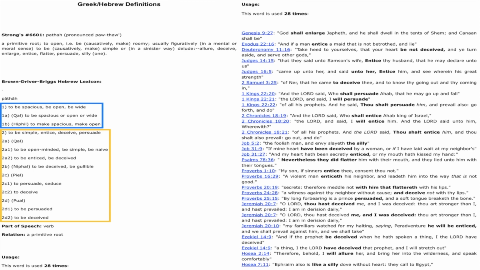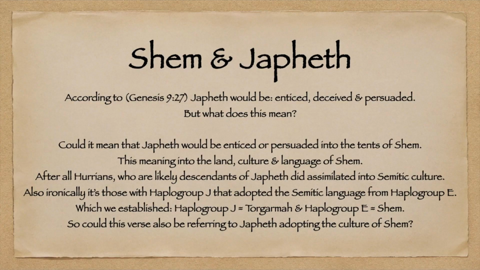So could we kind of combine this understanding of Enlargeth and also being deceived? According to Genesis chapter 9, verse 27, Japheth would be enticed, deceived, and persuaded. But what does this mean? Could it mean that Japheth would be enticed or persuaded into the tents of Shem? Perhaps he was enticed or persuaded because of the rich land.